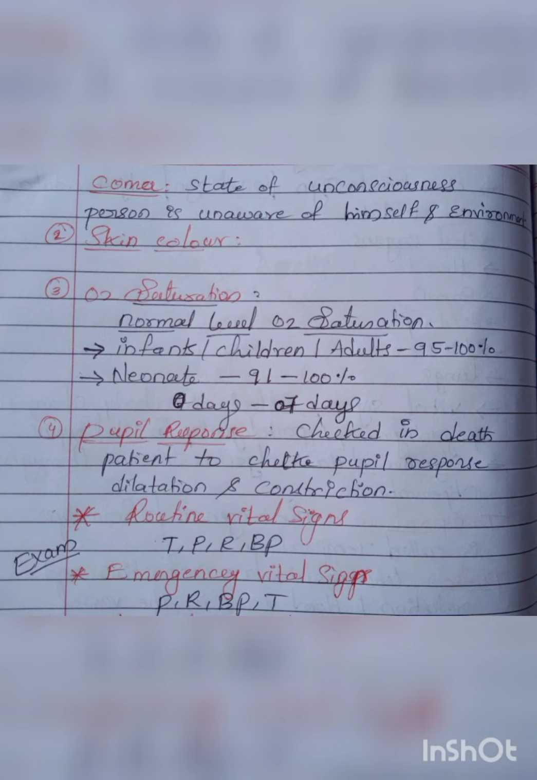Coming to skin color, we also monitor skin color. Why do we monitor skin color? Especially at the time of birth. Immediately after the birth of the child, we monitor the skin color, whether it is pink or cyanotic. Pink means the baby is healthy. If it is cyanotic, it means lack of oxygen. Hypoxemia causes cyanosis. Cyanosis is bluish discoloration of the body. That's how we check the skin color of a person.